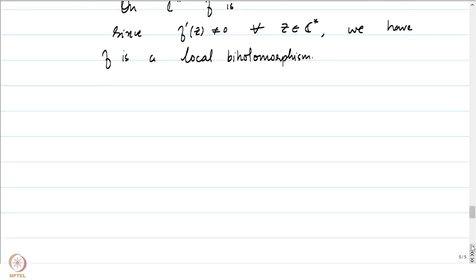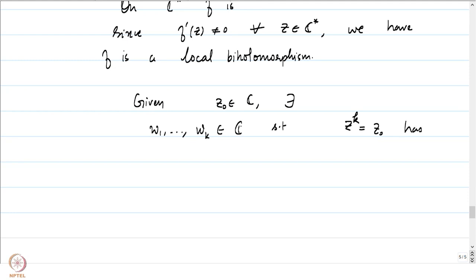Now, from one of the problems that we proved earlier, given a point z0 in C, there exist w1 to wk in C such that the equation z to the power k equals z0 has exactly these wi as solutions.